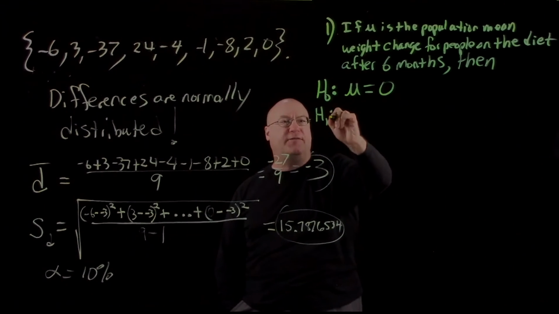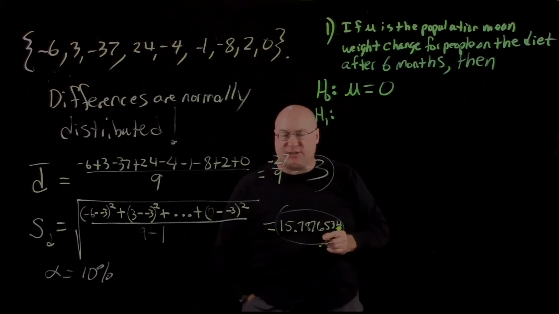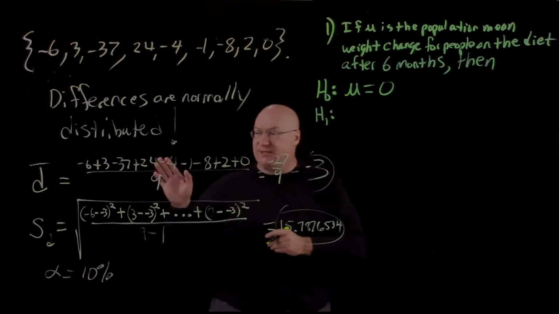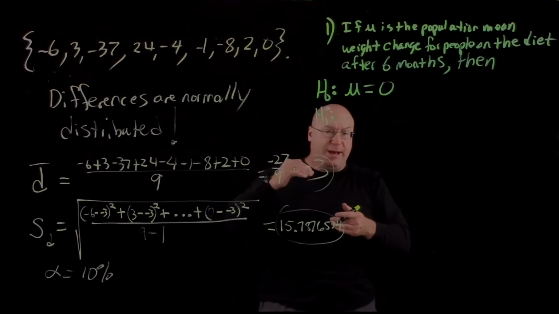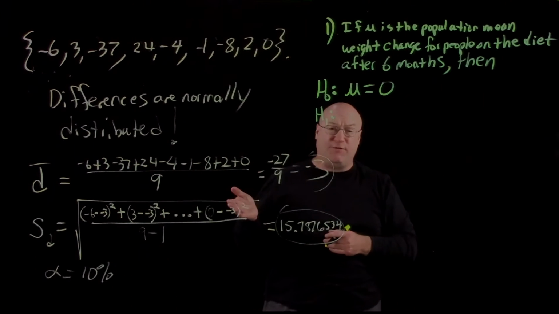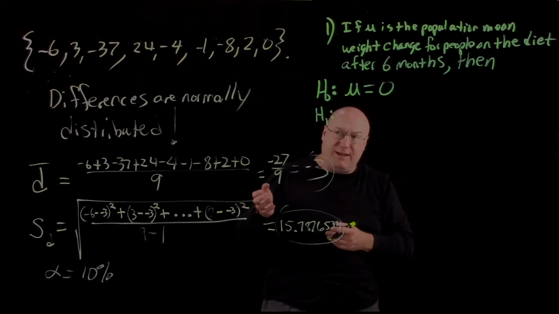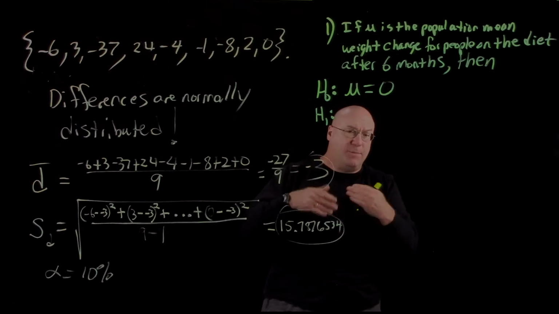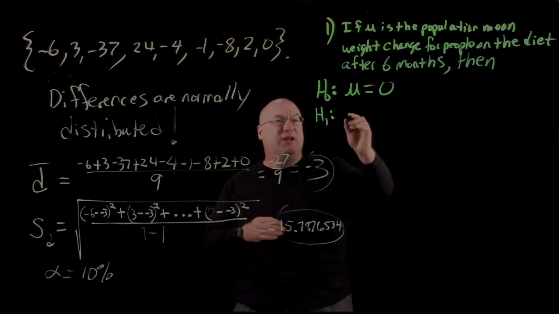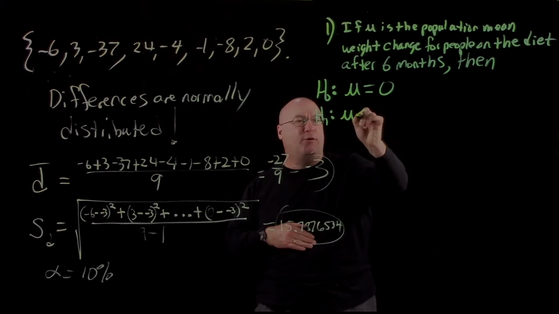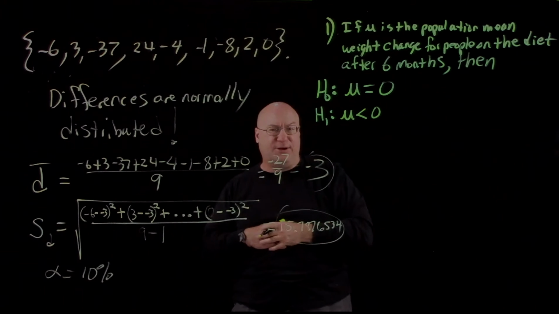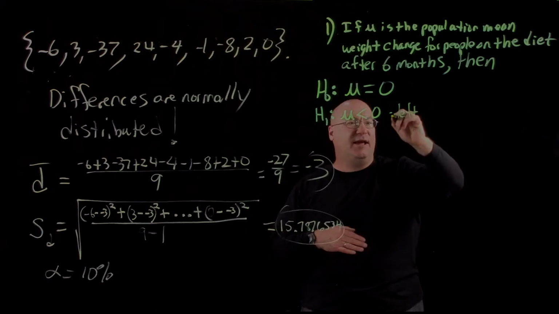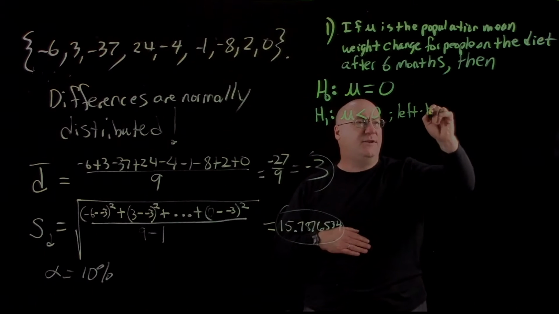H1, the alternative hypothesis, is that we are testing for weight loss, right? Because I did the subtractions in the order of after minus before, if I'm trying to push this diet, I hope after is smaller than before. I'm hoping the differences are generally negative. So I'm hoping that the mean is negative, that it's less than 0, right? So this is a left-tailed test.